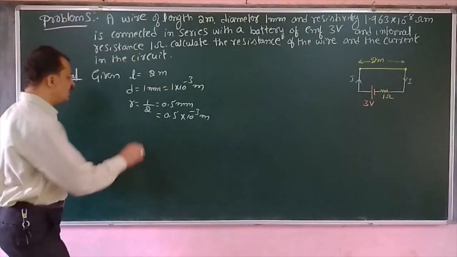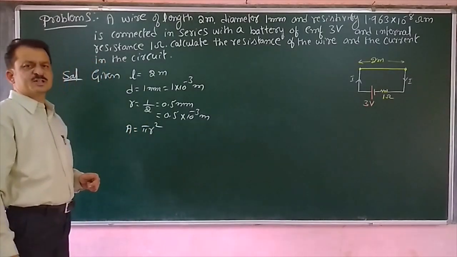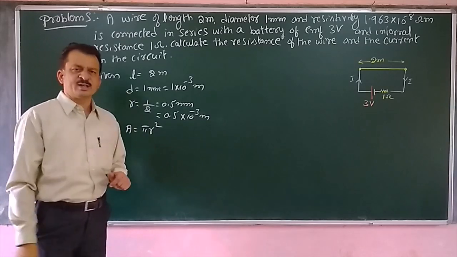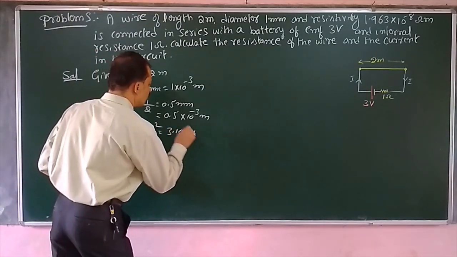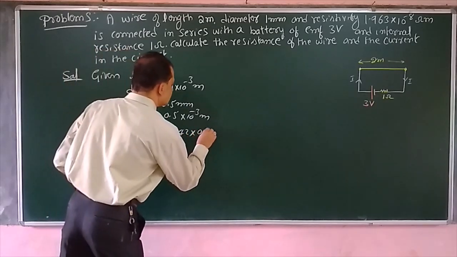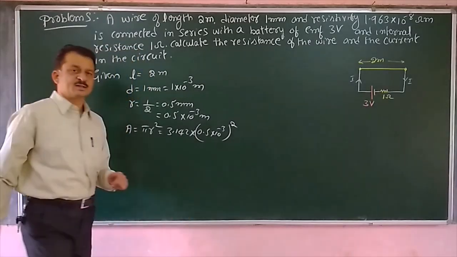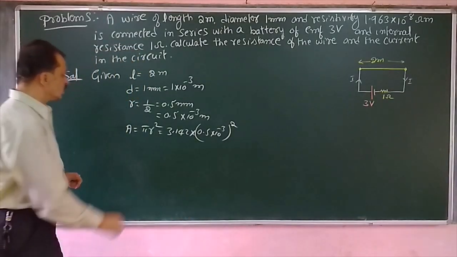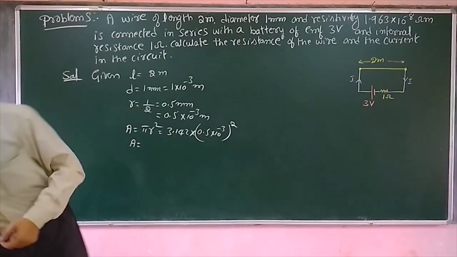Clear? Then area of the wire, it is having a circular shape, cross-sectional area. Therefore, area is pi r square. So that is equal to 3.142 into r square. That is 0.5 into 10 to the power of minus 3 whole square. That is the thing. If you work out this one, we will work out using the calculator.